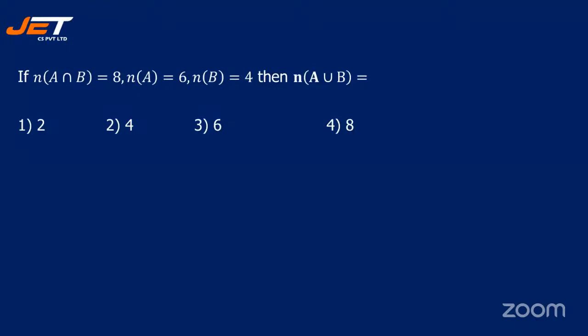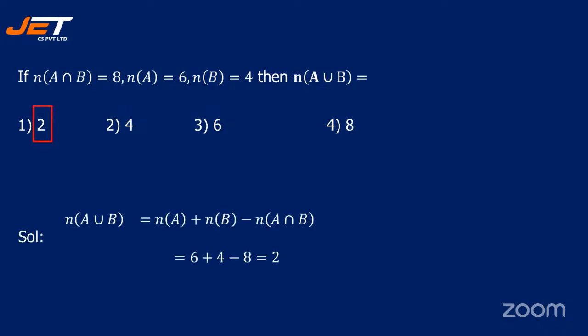n(A ∩ B) is 8. n(A) is 6, n(B) is 4. Then what is n(A ∪ B)? Because we have a formula: n(A ∪ B) is n(A) plus n(B) minus n(A ∩ B). So n(A) is 6, plus n(B) is 4, minus n(A ∩ B) is 8. So 6 plus 4 is 10, minus 8 is 2. Therefore, your option 1, that is answer 2, is correct.